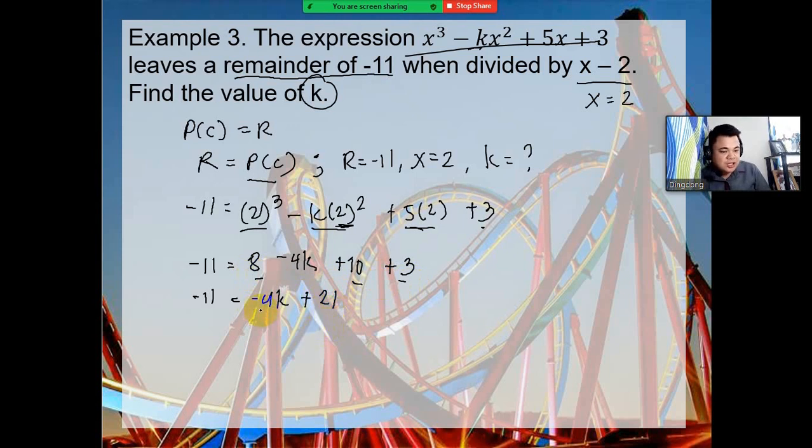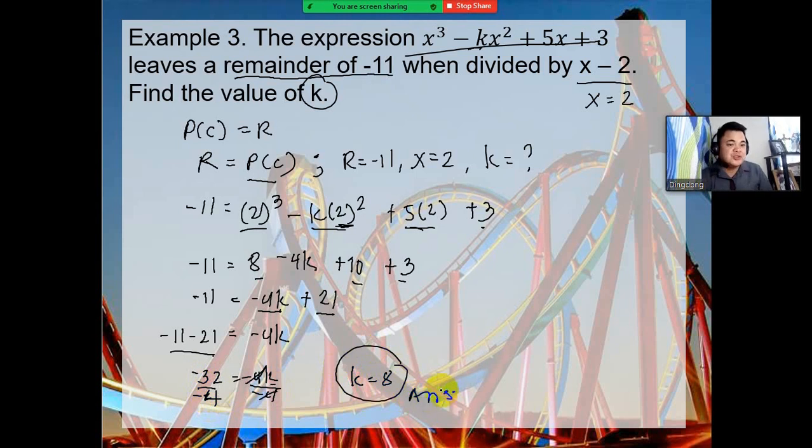Okay? Then the next thing is we have to isolate negative 4k by removing positive 21. Using the addition property of equality, get the opposite of positive 21, which is negative 21. It's now negative 11 minus 21 equals negative 4k. Then the next thing is combine the two similar terms or constants. Negative 11 minus 21 is negative 32 equals negative 4k. Isolate k by dividing both sides by negative 4. So negative 4 divided by negative 4 is 1, and then negative 32 divided by negative 4, k is equal to 8.